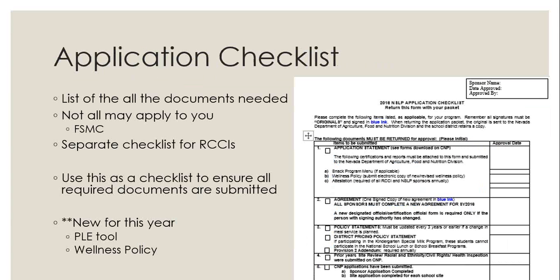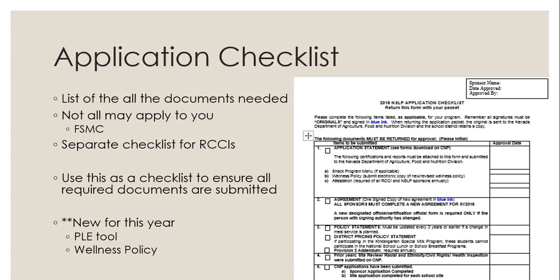The first document you'll see on that list is what we're calling an application checklist. This is a list of all the documents that you need to have submitted, and also is sort of a prompter on the online portion. So it'll talk about the CNP school site information, CNP sponsor information, and also gives you a little reminder that the previous year's site review, racial, ethnic, civil rights, and health inspection information also has to be submitted in CNP. However, not all of it will apply to you.